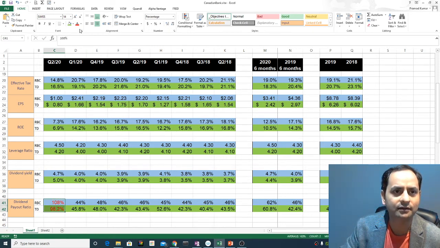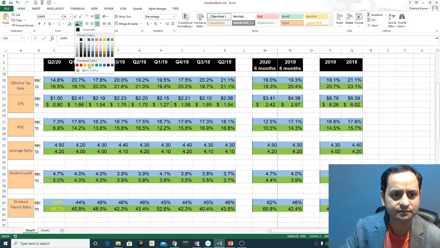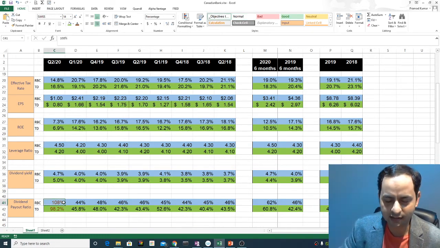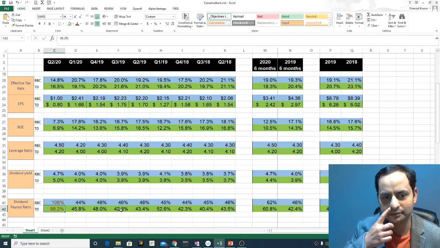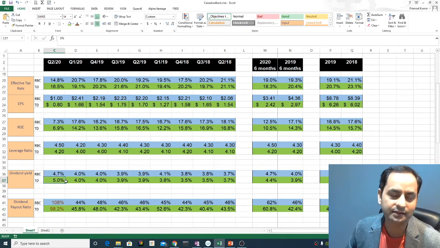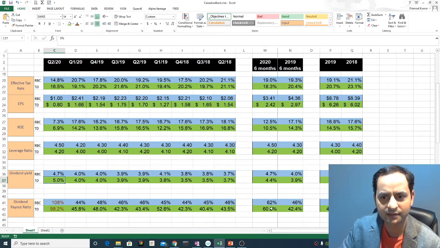Maybe I'll do this in a black color so it's easy to see. Or maybe a different color. Yeah, it's okay, but that color was actually hurting the eyes. Okay, so RBC was paying 108% of their income, and TD is paying pretty much whatever they're earning for that quarter in the dividend, and the dividend is also increased almost 1%, and RBC also increased to 4.7%. So on average the yearly payout is 40 to 45%.